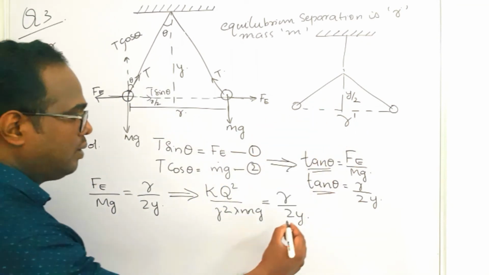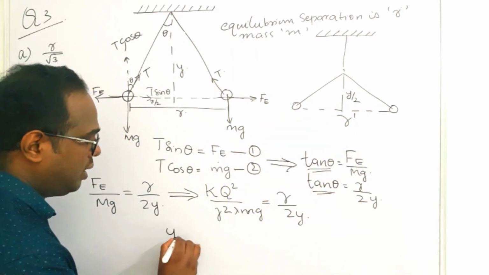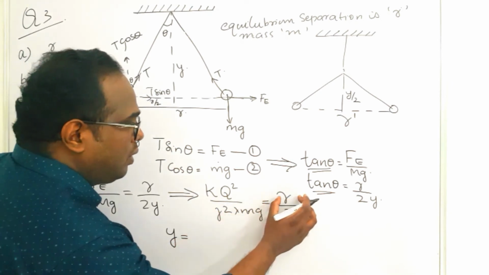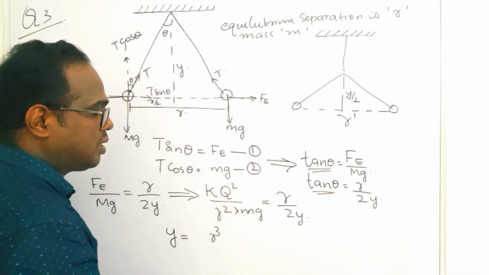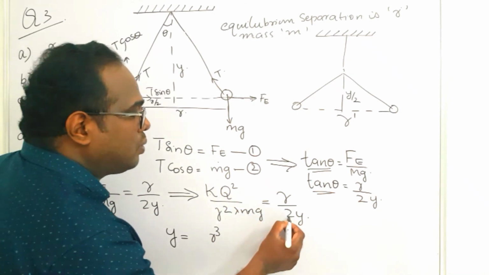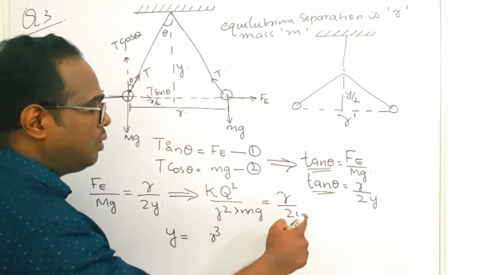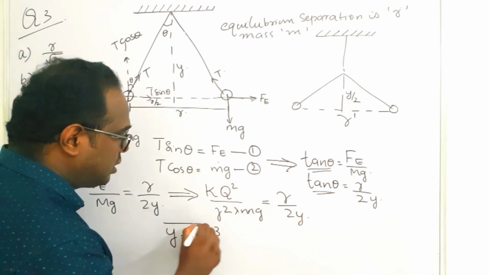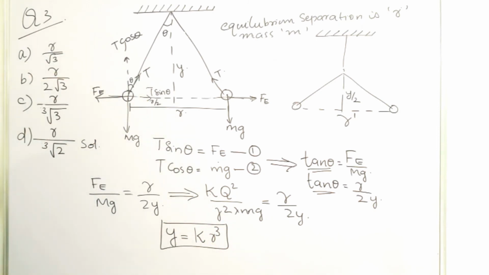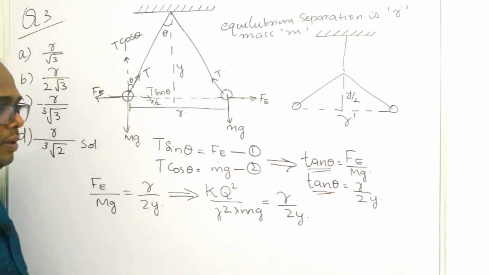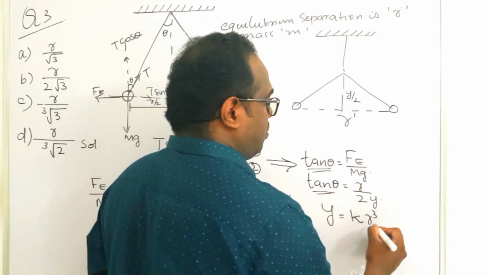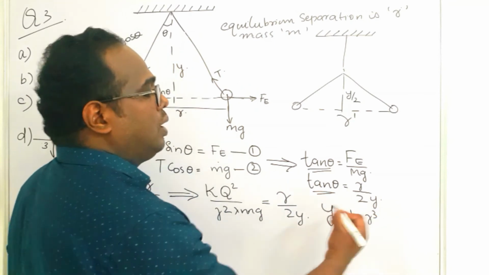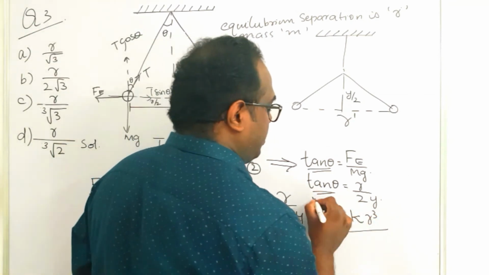Look at this. Make y the subject. Y equals, this r square will go to this side, so it will become r cube. K q square is constant, right? mg is constant, right? Two constants. So the whole term becomes a constant. So y is equal to k into r cube. So y is proportional to r cube. This is your relation, right?